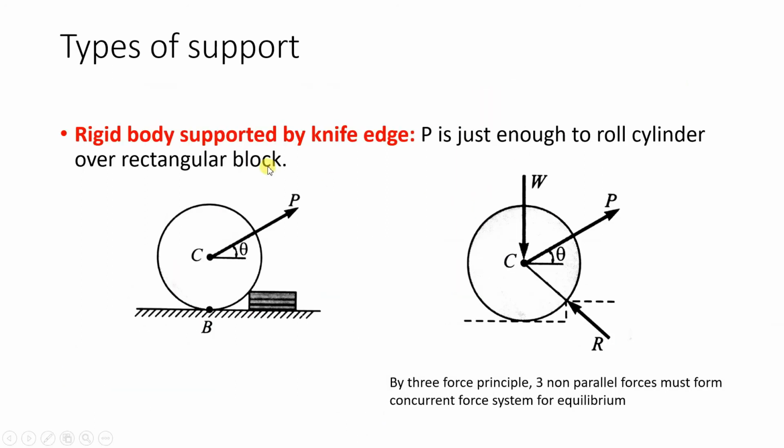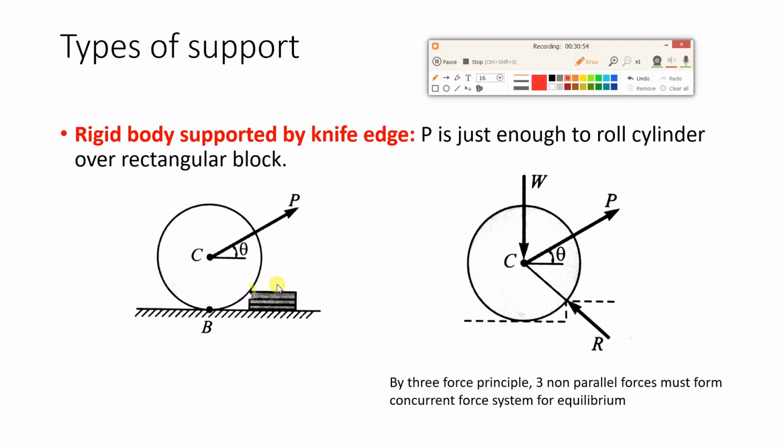Okay, next type of knife edge support we will see, a rigid body. So here you can see a cylinder is there. On this cylinder, a block is placed, and the bottom side where the cylinder comes in contact with the horizontal surface is point B. Center of the cylinder is C, and here basically this cylinder is supported at this knife edge. Okay, here this point will be the knife edge.